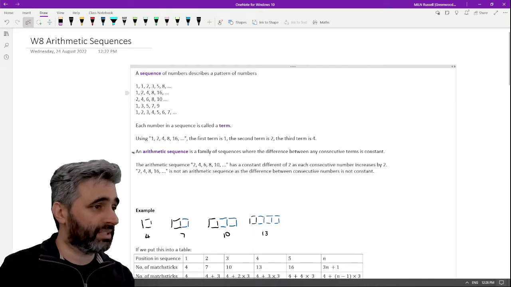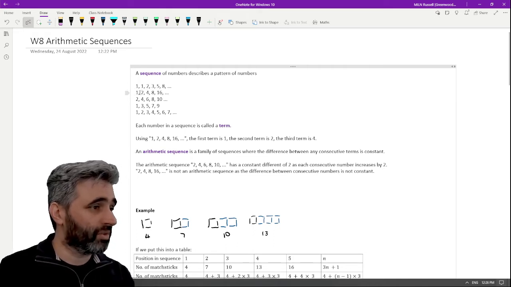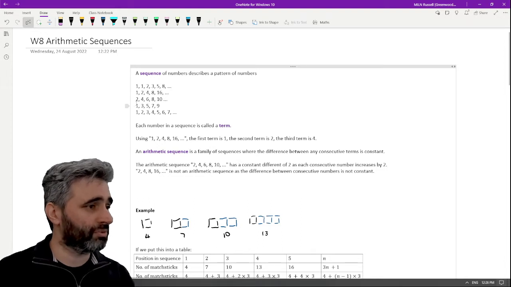So the next sequence, 1, 2, 4, 8, 16. Well, the pattern's obviously it doubles each time. 2 times 1 is 2, 2 times 2 is 4, 2 times 4 is 8, and so on and so forth.